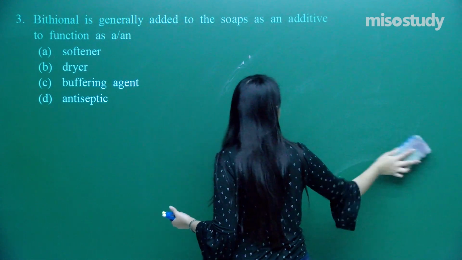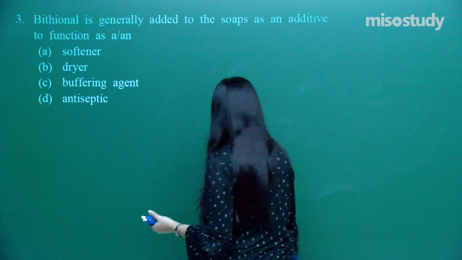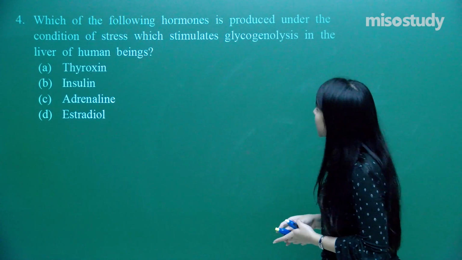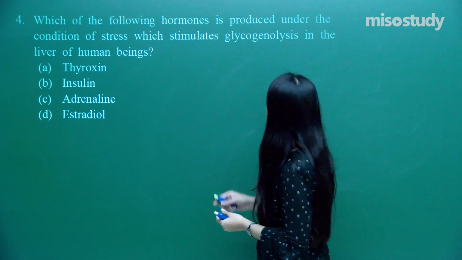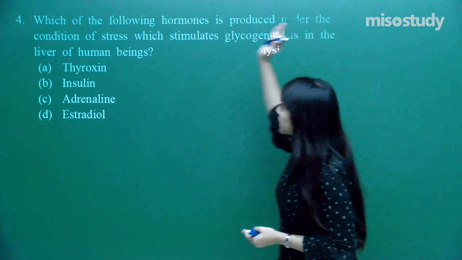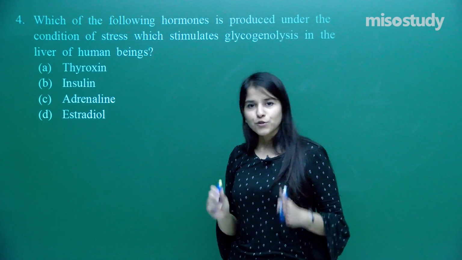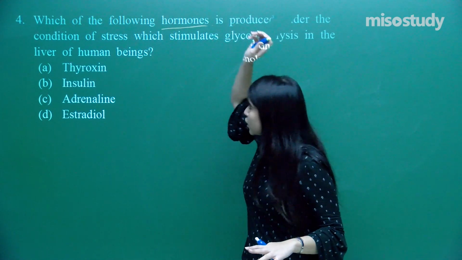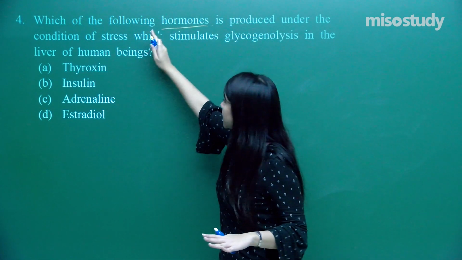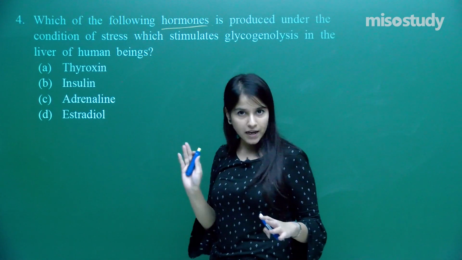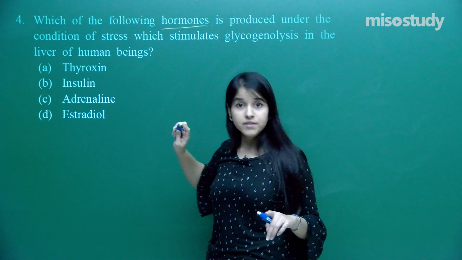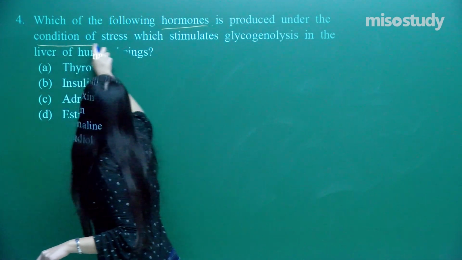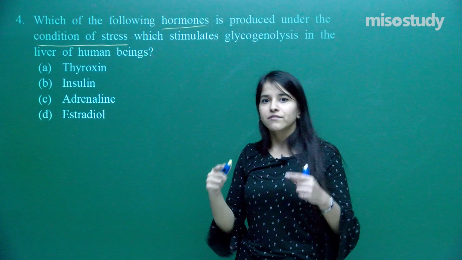I hope you have all written this information down. What do I have next? Which of the following hormones is produced under the condition of stress, which stimulates glycogenolysis in the liver of human beings? All of the compounds given here are hormones, that is what the question says, and it is produced under the condition of stress. So I need to find out which hormone is produced when we have stress.